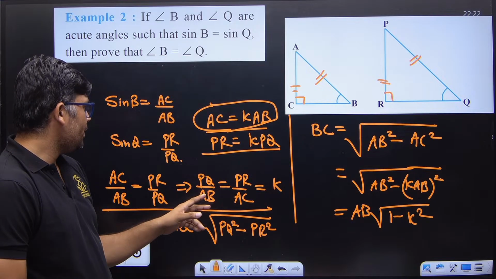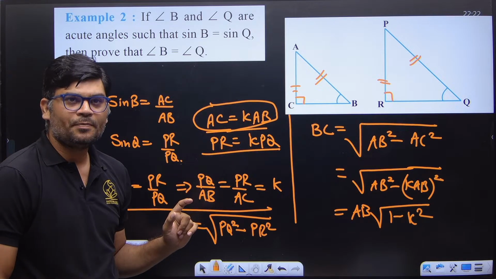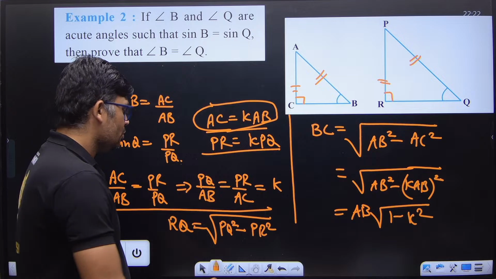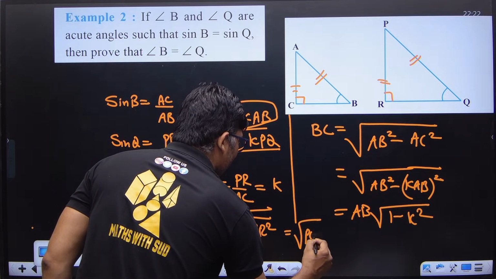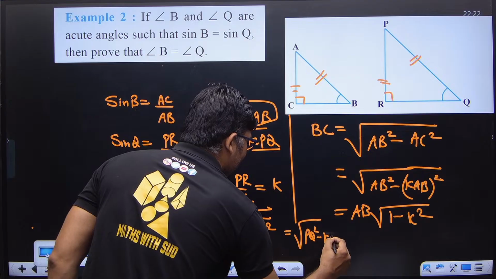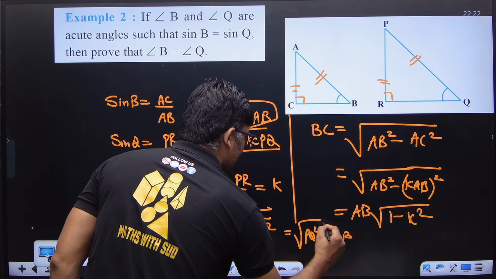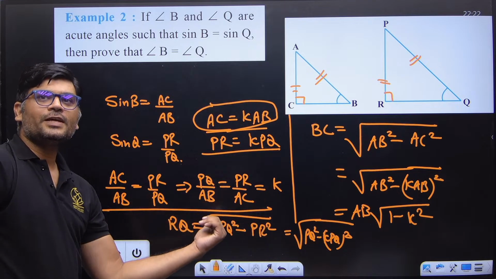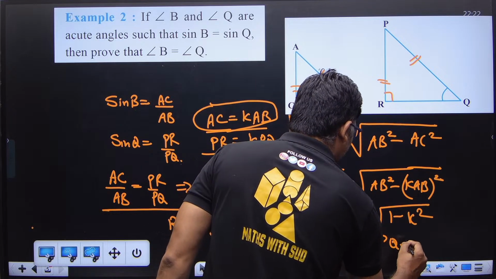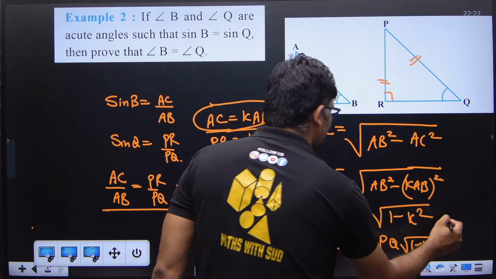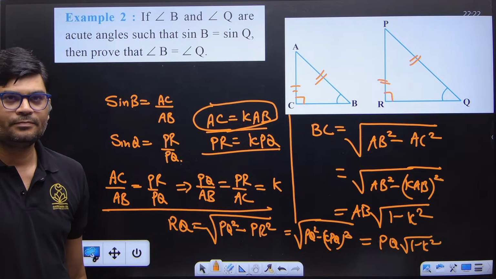Now PR we can replace by K times PQ. So I can write it as under root of PQ square minus KPQ whole square. Out of this I can take PQ outside and in bracket I will write 1 minus K square. Are you getting it?